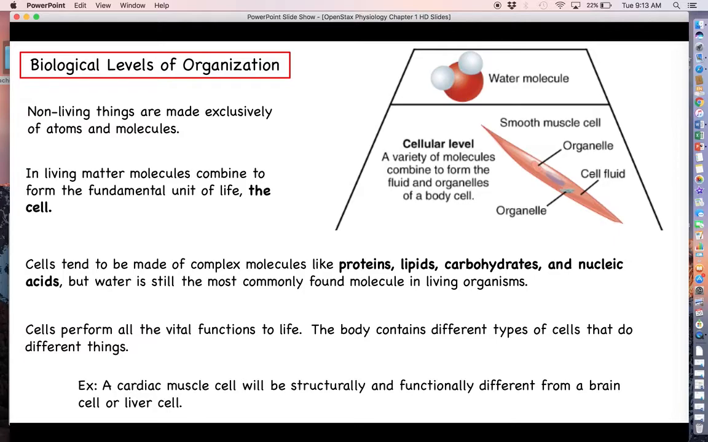For example, a cardiac muscle cell, one of the cells that you're going to find in the heart, is going to be structurally and functionally different from, say, a brain cell or a liver cell or a skin cell. Basically, different cells in your body have different functions, and as such, they're going to look and behave differently than some other cell in your body that has some different function, right?